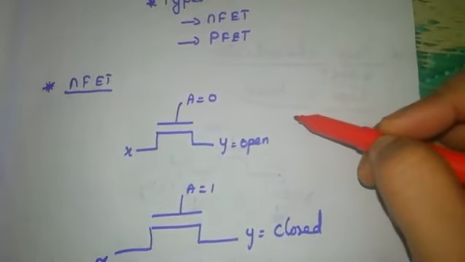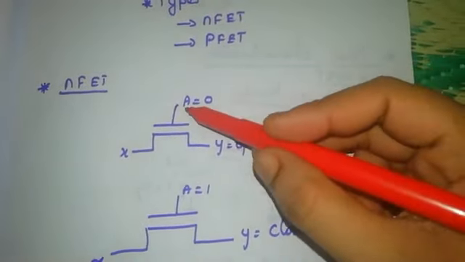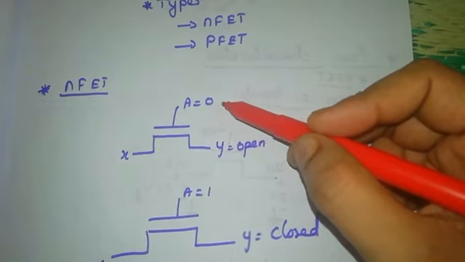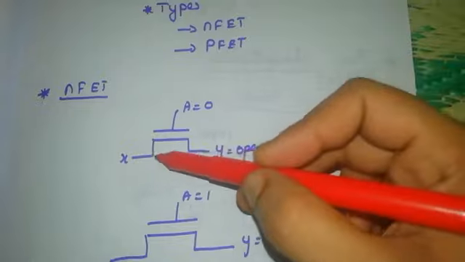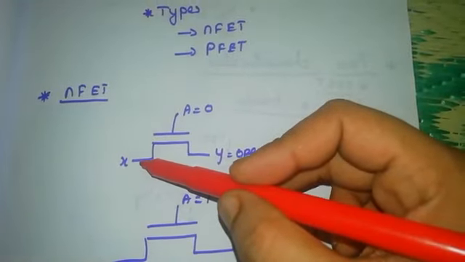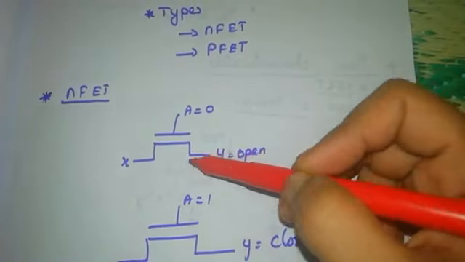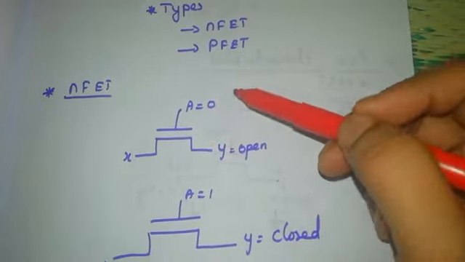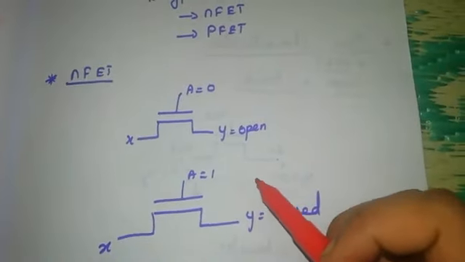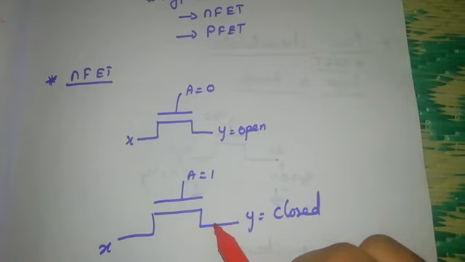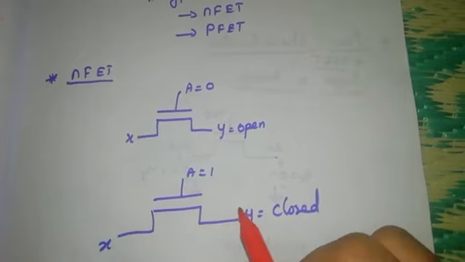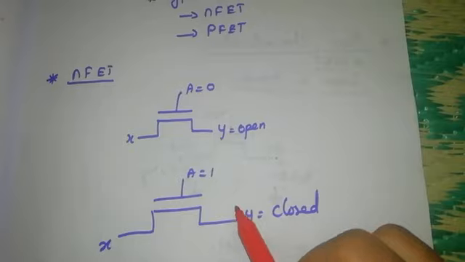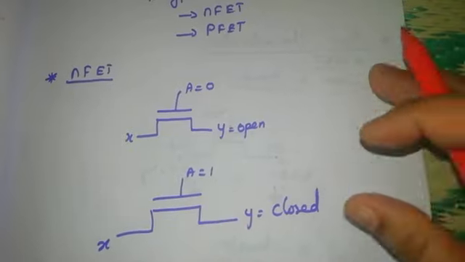So this is NFET, and if you give the gate voltage A equal to 0, there is no channel between X and Y, source and drain. X is the input, which means there is no output. This acts as an open switch. When A is equal to 1, the channel appears between X and Y, and whatever value you give to X, we will get at the output side Y. So this acts as a closed switch.